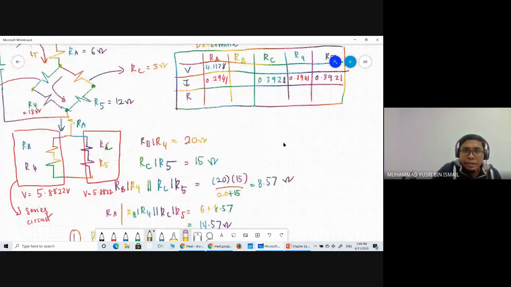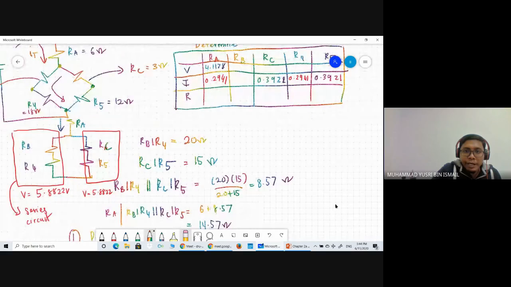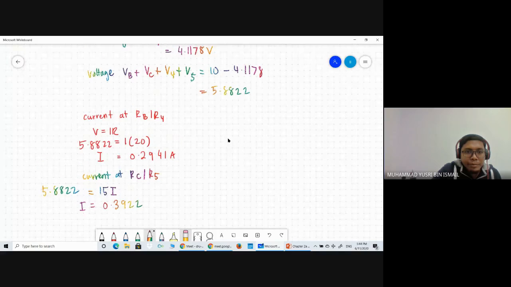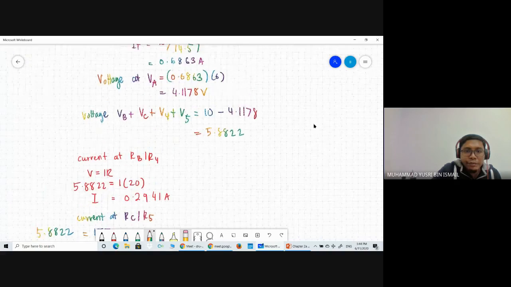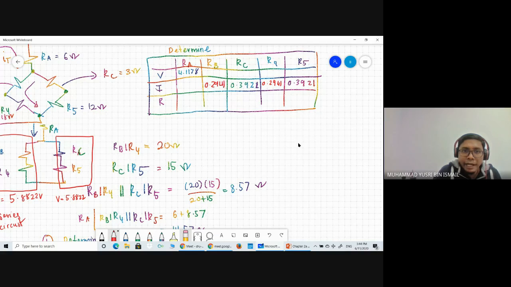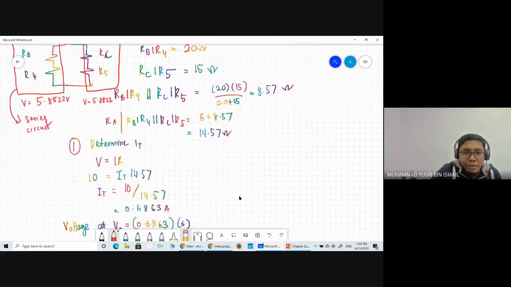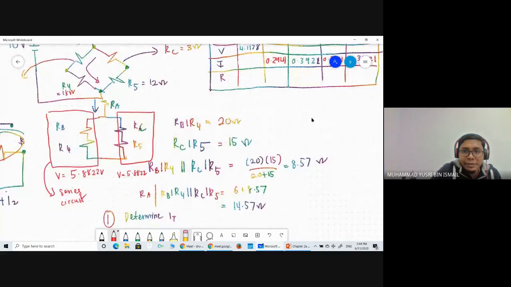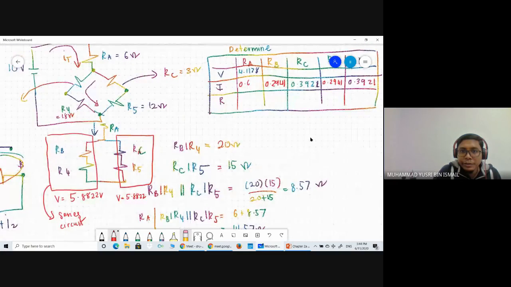Okay. This is RB and R4, current is 0.2941. Sini buka RA, jadi saya salah. Okay. Current at RA kita dah calculate, which is equal to 0.6863.